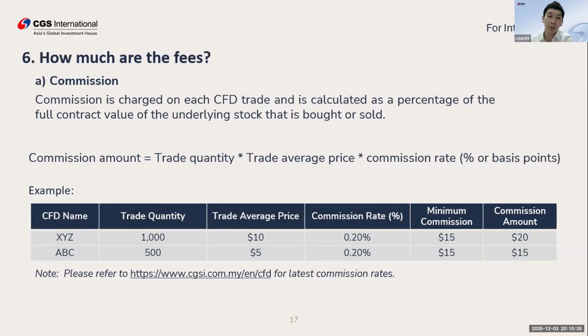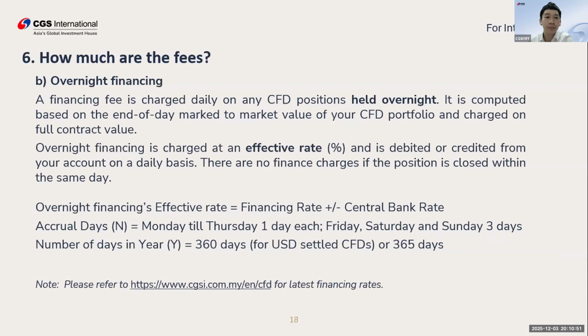Okay. Let's say you buy a smaller amount, 500 units at $5 traded average price, then your commission amount actually is 15 USD because it is less than 15, we will charge the minimum amount. Okay. So beware of this.